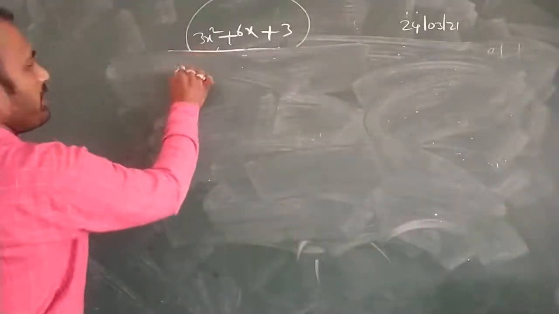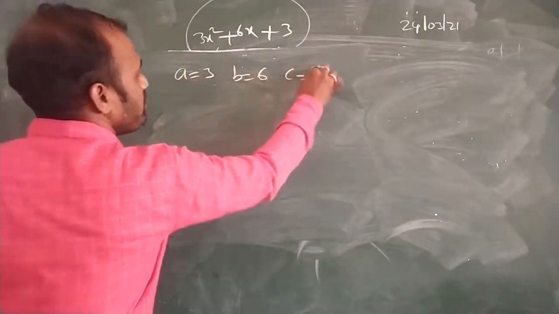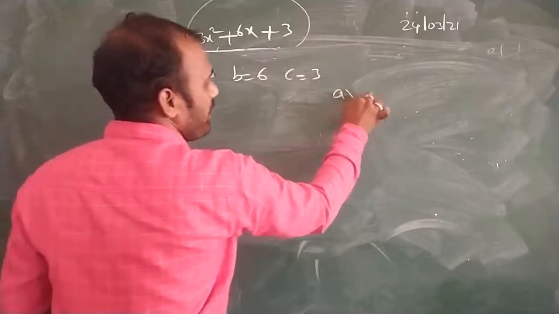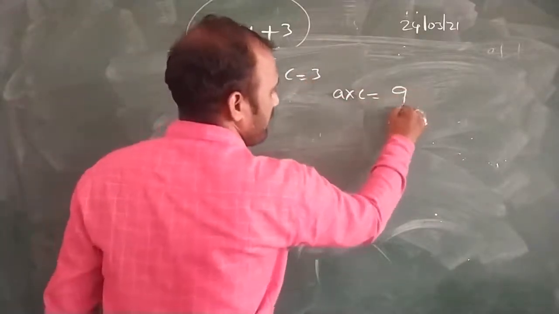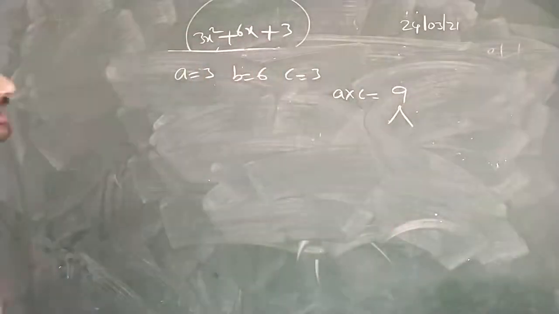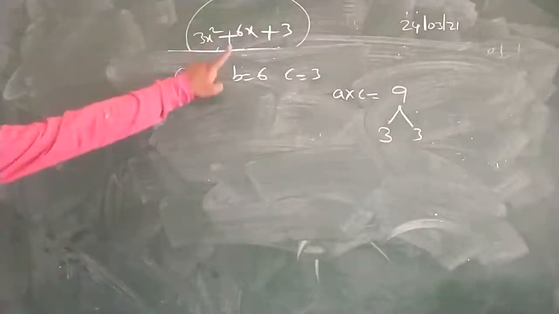This is our quadratic equation. A value is 3, B value is 6, C value is 3. Split the middle term using the A into C method. A into C is 3 into 3, which is 9. So 9 can be split as 3 into 3. Make sure of the splitting of the middle term.